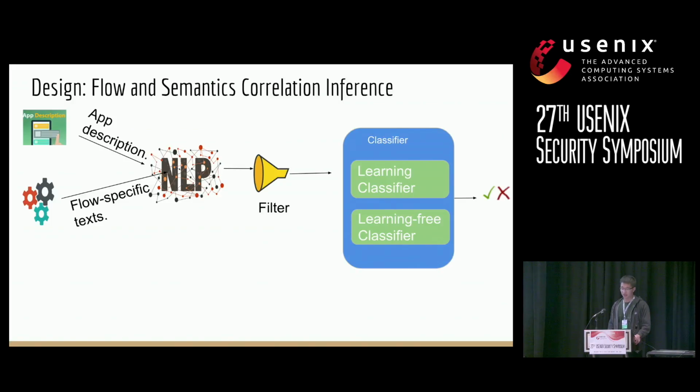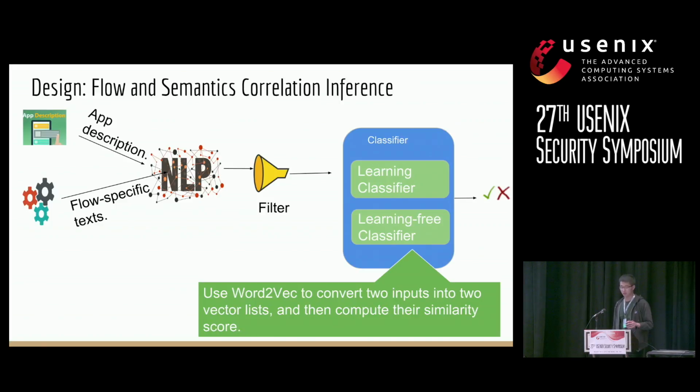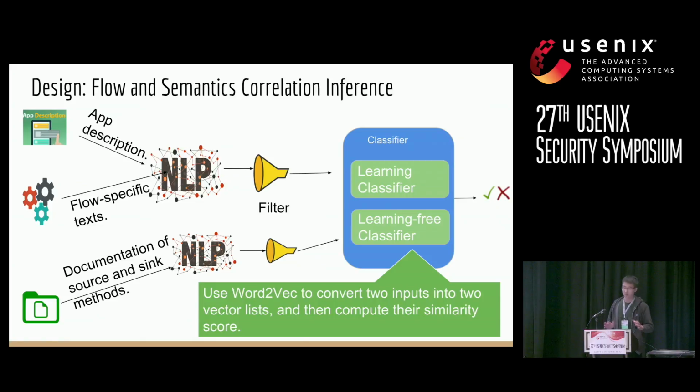And for the learning-free classifier, we use a word2vec module to convert 2 inputs into 2 vector lists and then compare their similarity scores. One input is the app description and the flow-specific text. We want this input to represent this flow's semantics. The other input is the documentation of the source and sink methods. We want this input to represent this flow's behavior. So intuitively, if the semantics can somehow describe this flow's behavior, then we would expect the similarity score between these 2 inputs to be high.